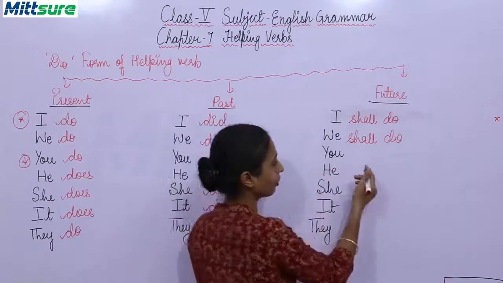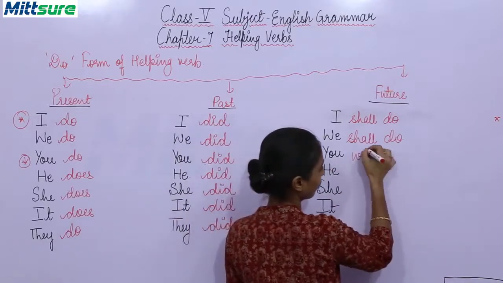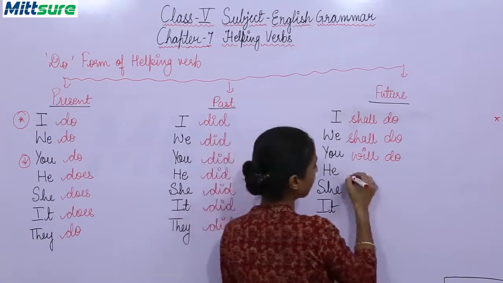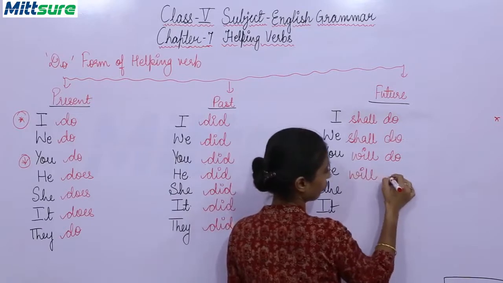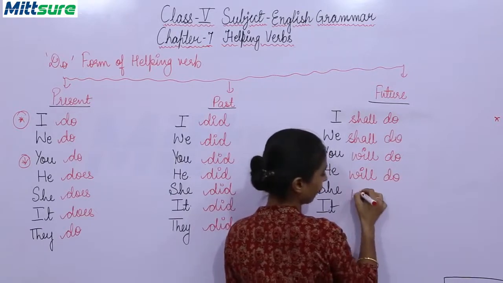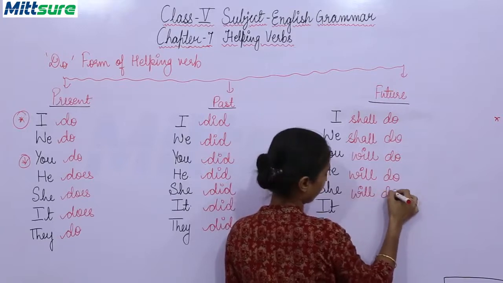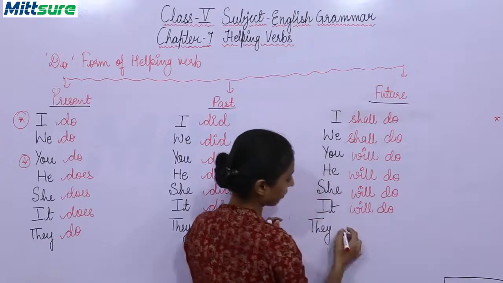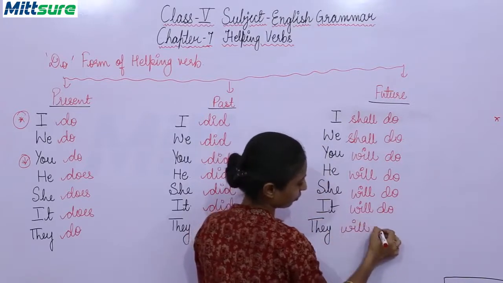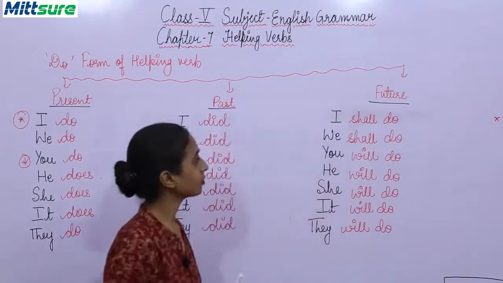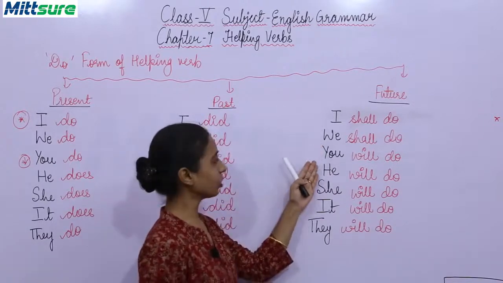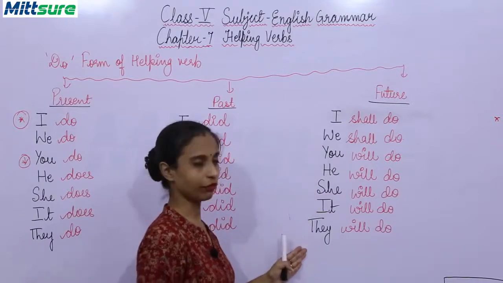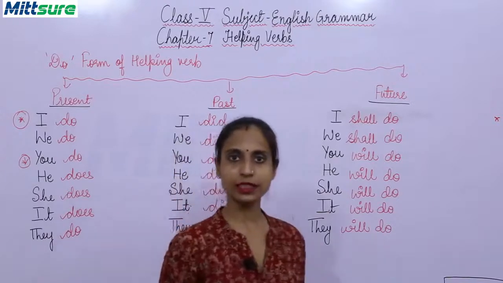With you we are going to use will do. With he we are going to use he will do. She will do. It will do. They will do. Clear? I shall do, we shall do, you will do, he will do, she will do, it will do, they will do. I hope this is clear to you.